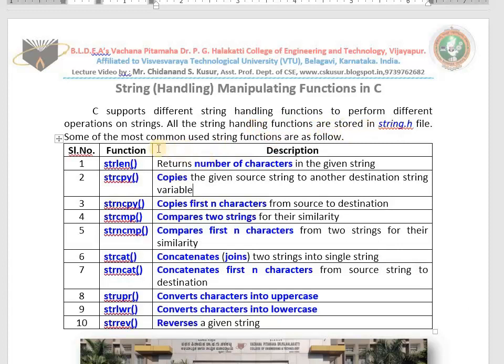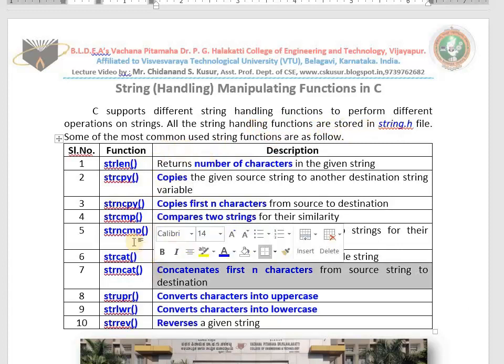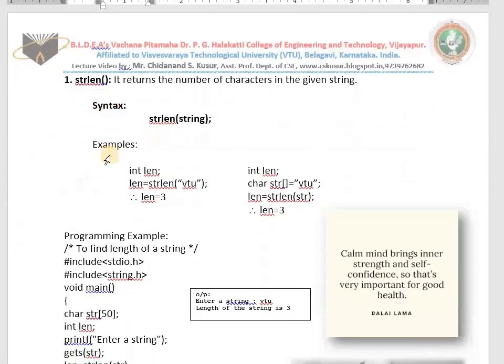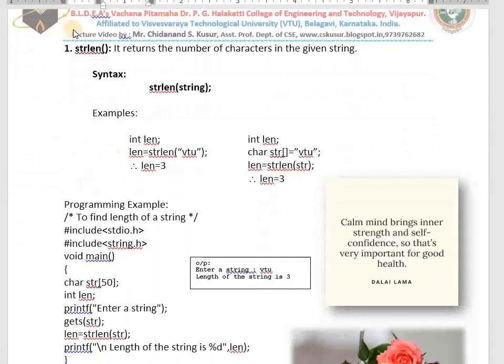Some of the most commonly used are as follows. I teach you 10. Let us start. First one is very simple, strlen. You write it in small letters and continuous in the exam. It gives us the number of characters in the given string. Just give one string variable to it. It gives you the number of characters in it. That's all. Automatically it gives. That function is created, that program is written by developers. Just use it. Look at the example.